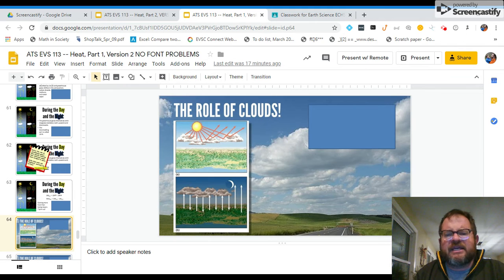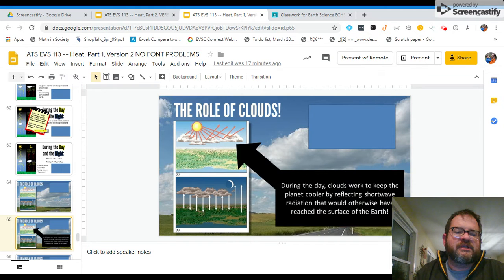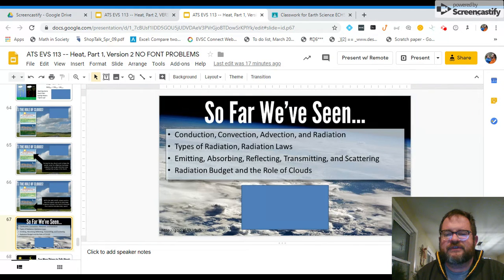So we have this idea that we had a radiation budget, but it becomes interesting how the role of clouds is complicated. During the day, clouds largely work to help keep the Earth cool by reflecting sunlight away. Clouds have a very high albedo. On the other hand, both during the day and during the night, clouds are part of the greenhouse effect. They are absorbing long wave radiation or terrestrial radiation and keeping it from getting out into space and then emitting it back down towards the surface of the Earth.